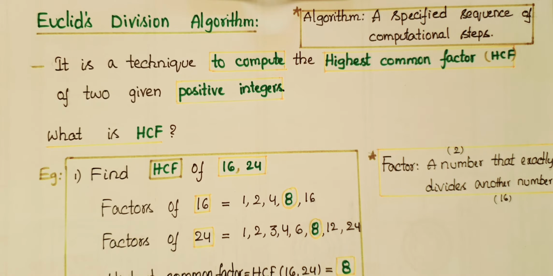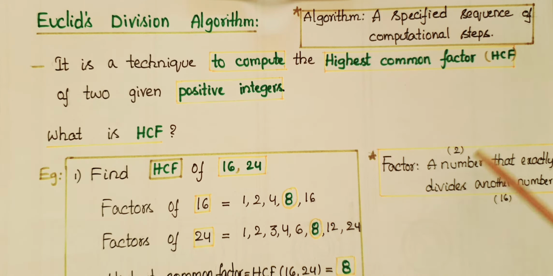Now I am going to tell Euclid's division algorithm. It is a technique to compute the highest common factor HCF of two given positive integers. We know how to find HCF in our previous class by using factors method. For example, find HCF of 16 and 24. First find factors of 16, that is 1, 2, 4, 8 and 16.